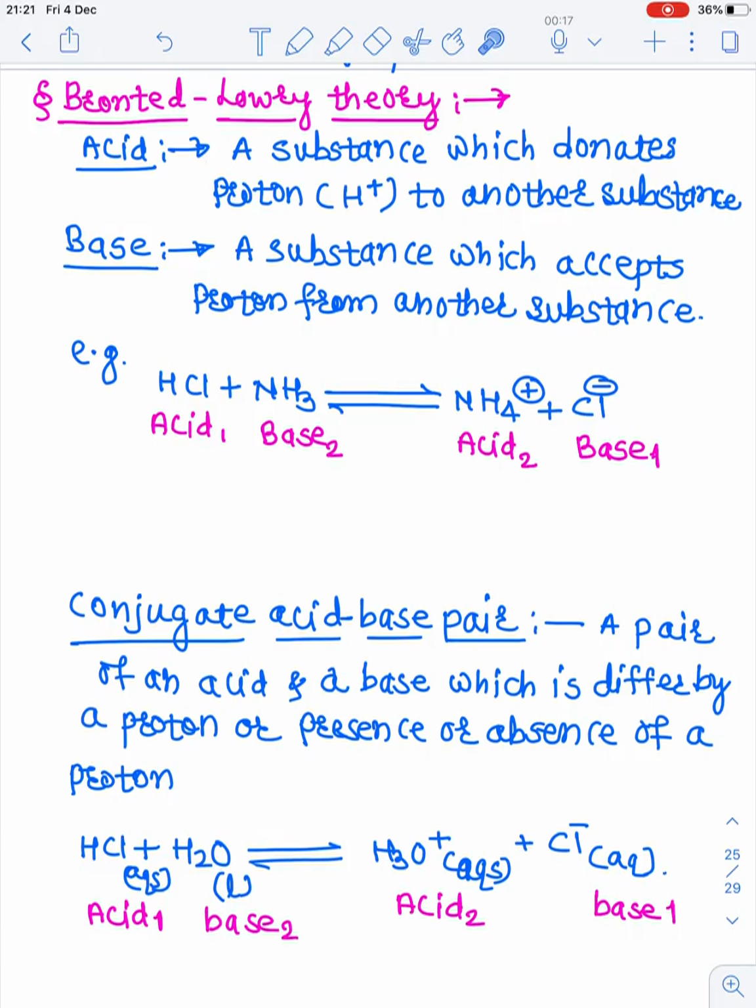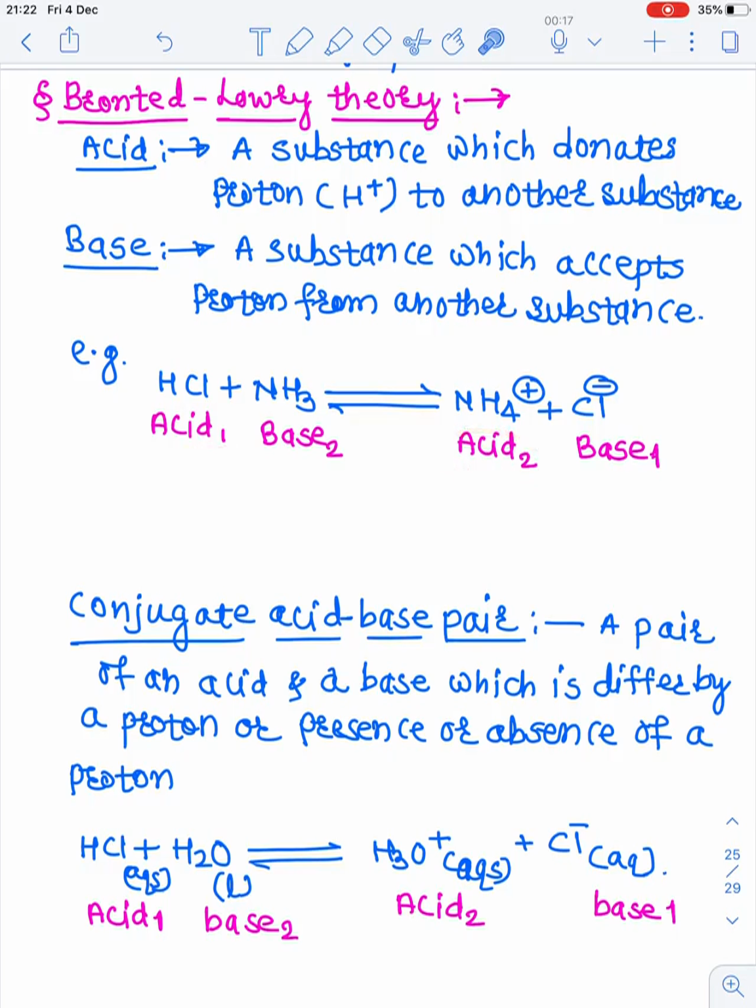In this example, suppose this is HCl and NH3. This is a reversible reaction, and it gives the NH4 positive ion and the Cl negative ion. Now in this reaction, if you consider HCl and the NH4 positive ion, both these substances donate a proton. They contain a proton, therefore they will donate the proton, and therefore they are acids. This is acid 1 and this is acid 2.